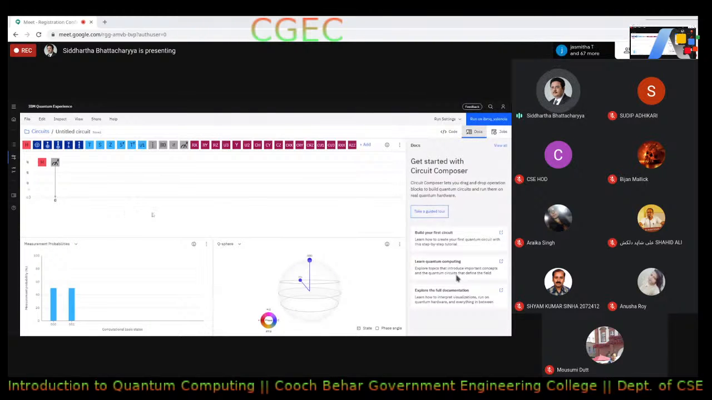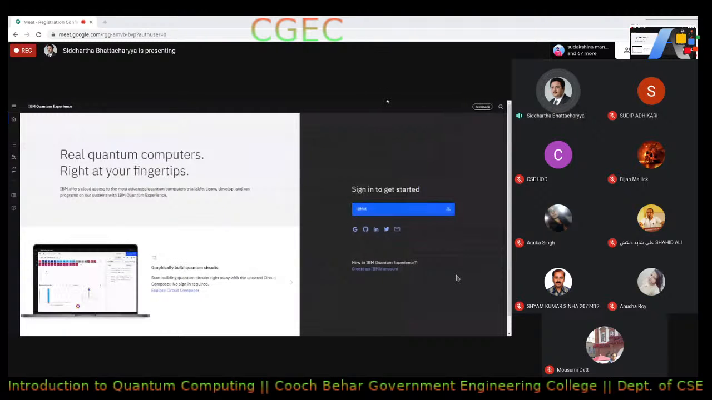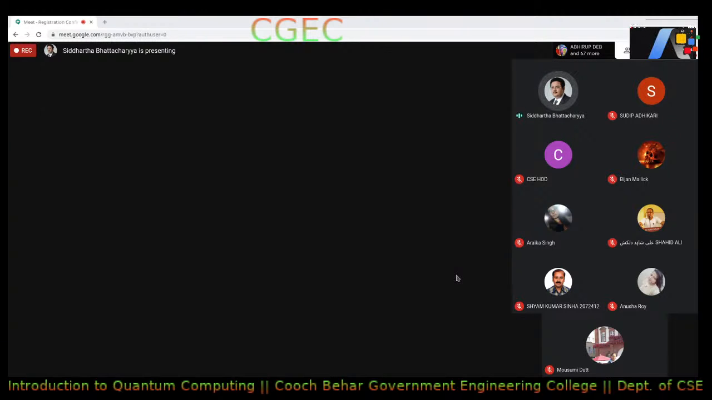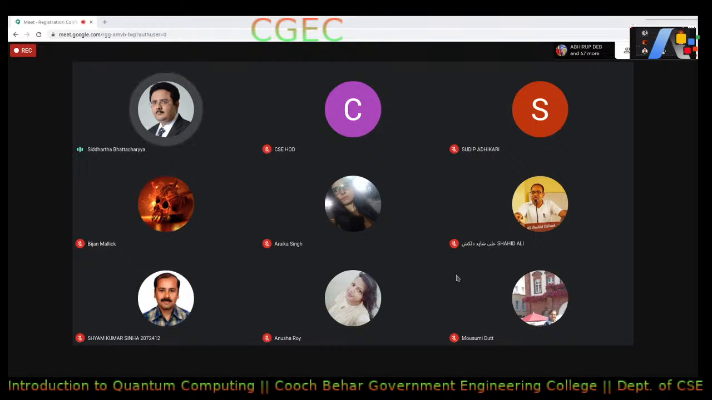So in this way, not only that, you can also have a guided tour over here. You can get started with the Circuit Composer, build your first circuit, learn quantum and all these things. The entire documentation is there. In fact, the IBM Quantum initiative has come up with a programming platform, a quantum computing platform, that is referred to as Qiskit. You can learn it and use Python to use it to your advantage.